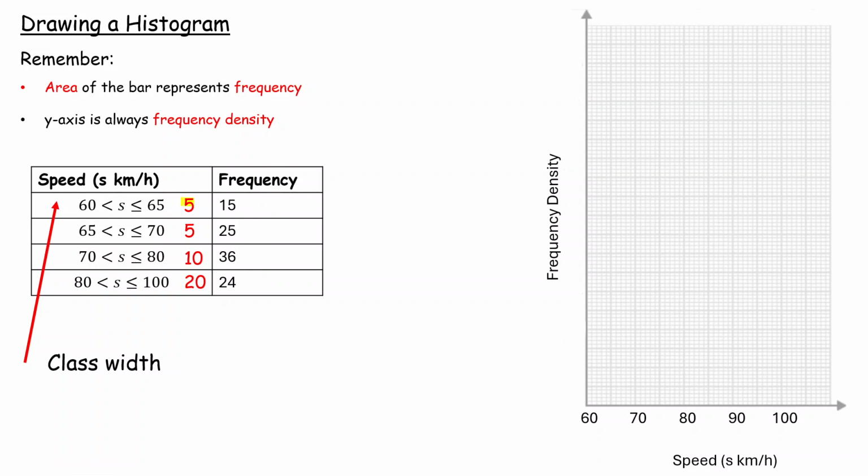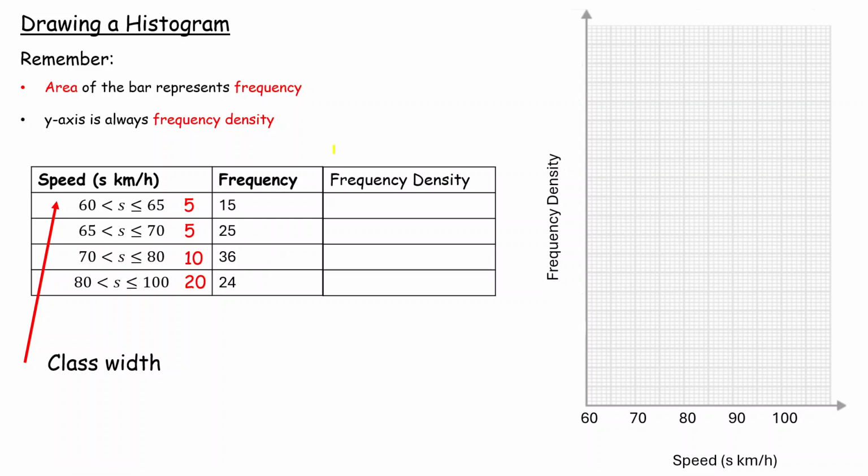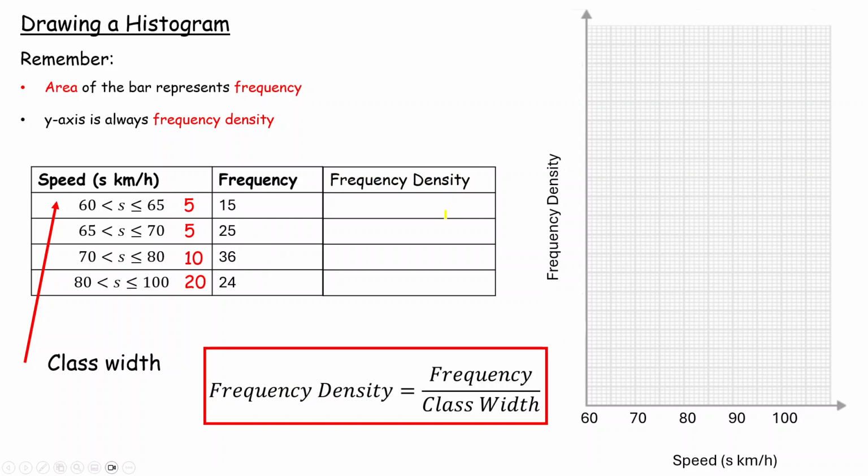So these values here, 5, 5, 10, and 20, these are called your class widths, how wide your intervals are. Okay, and then we need to calculate our frequency density. The formula for frequency density is frequency, so this one here, divided by your class widths, so these values over here.